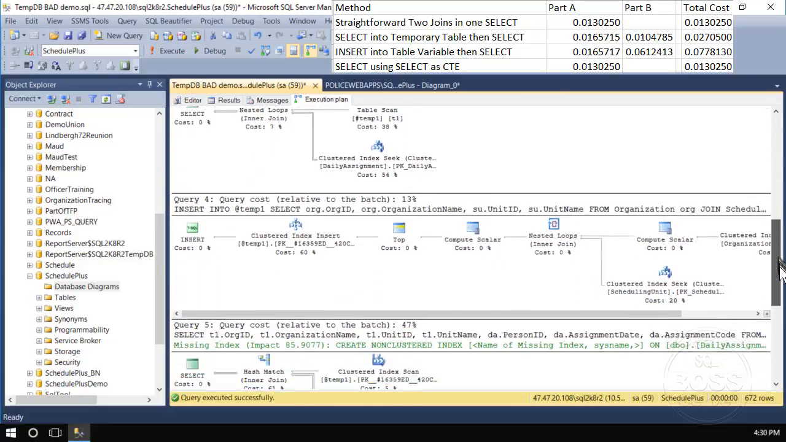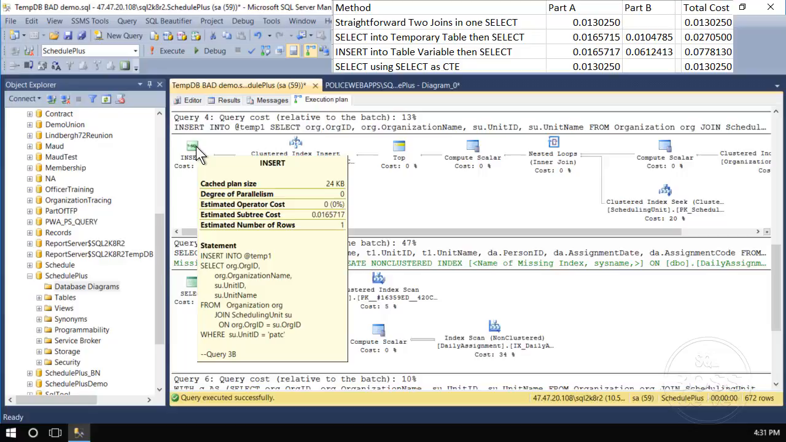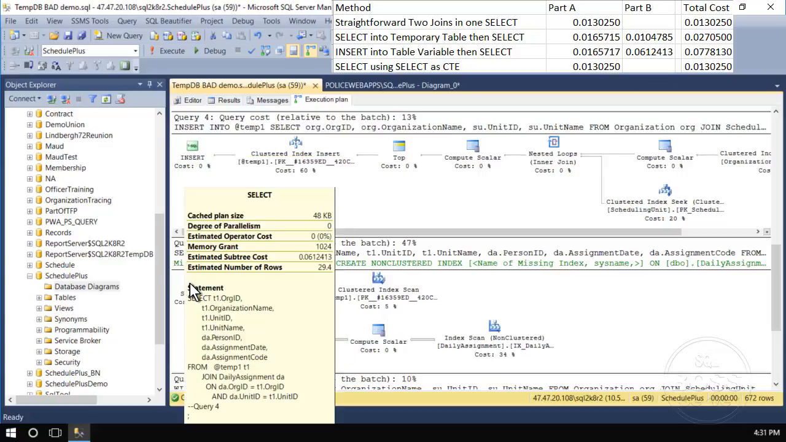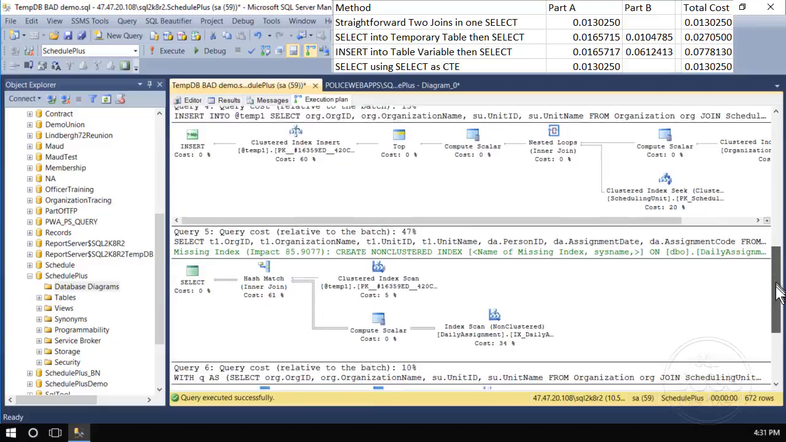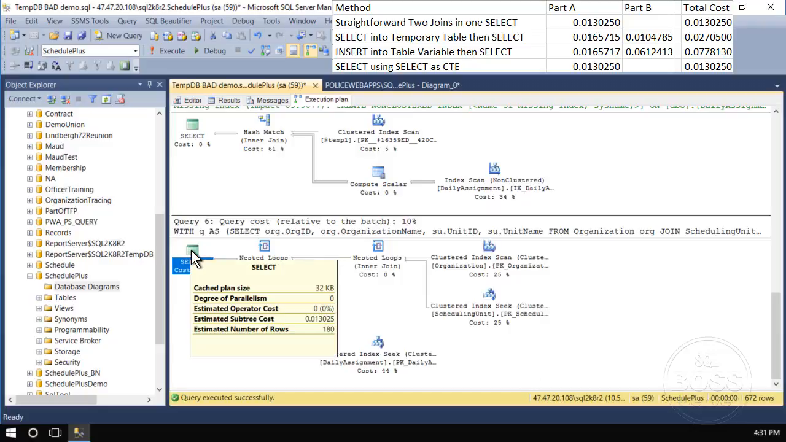If we look at the third way of doing it, query 4 and 5, which I call 3A and 3B, we see that the cost is 0.016 and 0.061. So we get a total of about 0.077, which is about 6 times our original cost, where we just wrote the query in a straightforward way. And when we come down to doing things with the common table expressions, we're back to exactly the same execution plan and cost as we had when we wrote the query in the most straightforward way.